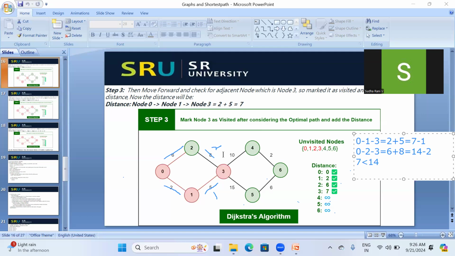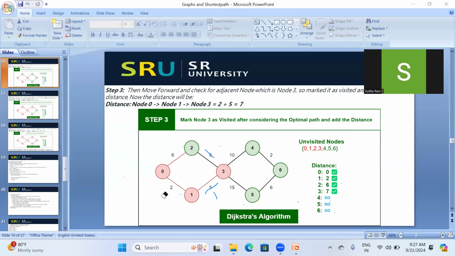So, 7 is always less than the number 14, which we used to consider. We used to consider the number 7. What is the path? The path is 0 to 1, 1 to 3. This path is going to be 7. So now we are considering this path, path number 1. Okay, so now see the next.